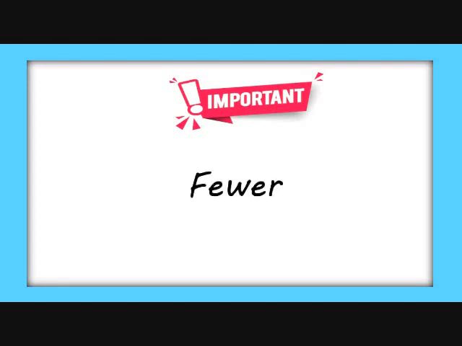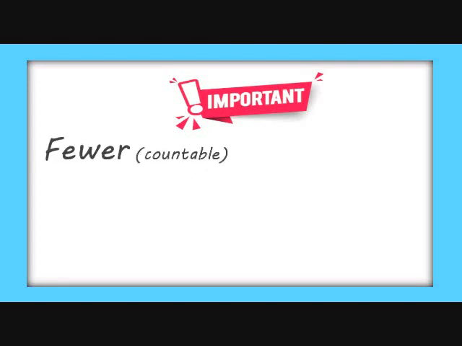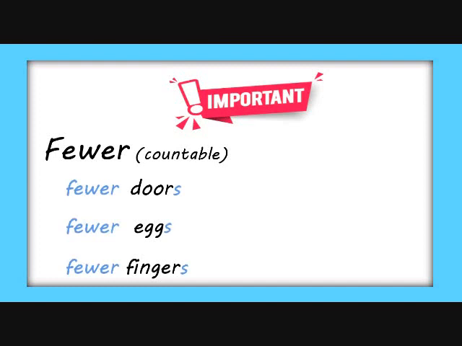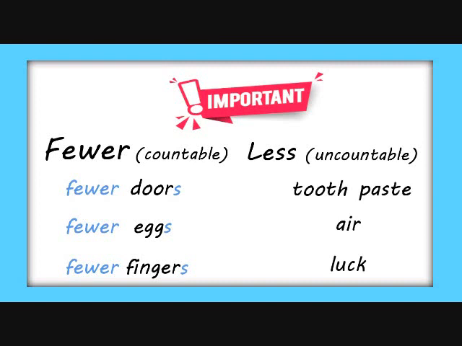An important fact, and pay attention here, when we use fewer because we're talking about countable nouns, that noun must be in plural, okay? As in fewer doors, fewer eggs, fewer fingers. On the contrary, when we mention things that we cannot count, using or not using less, independently of that, the noun or the word goes in singular. We cannot pluralize uncountable nouns. In this case, we have less toothpaste, less air, and less luck.